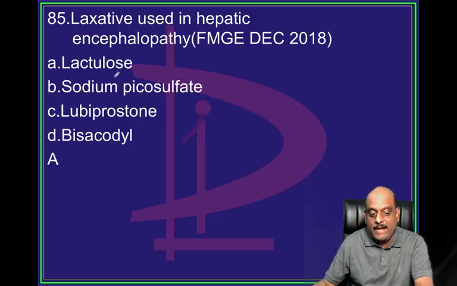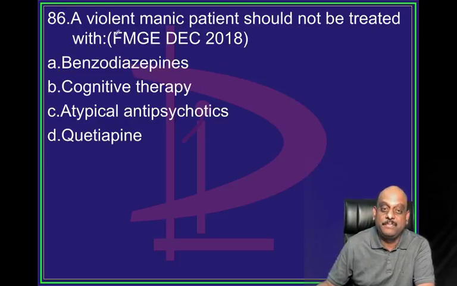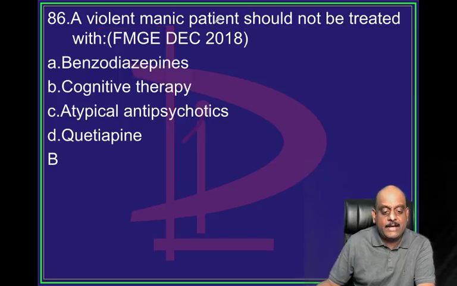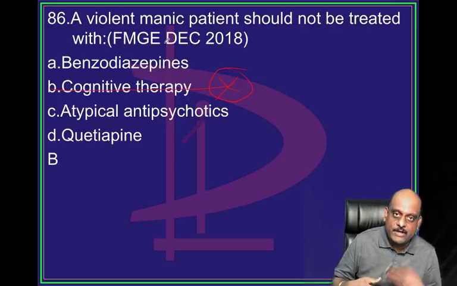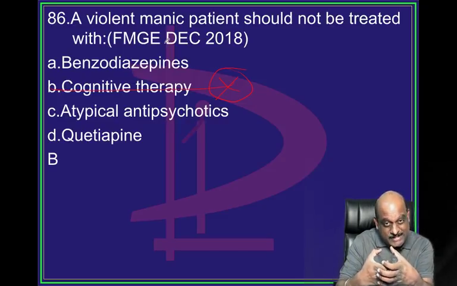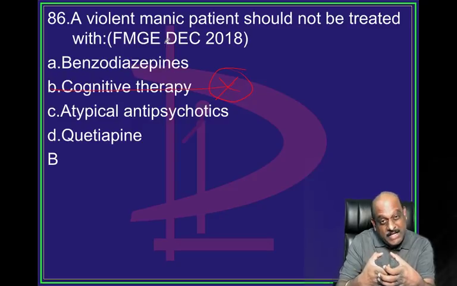Laxative used in hepatic encephalopathy: lactulose. A violent maniac, don't give him cognitive therapy. If he is a violent maniac and you start cognitive therapy, he will strangle you and kill you and go away.